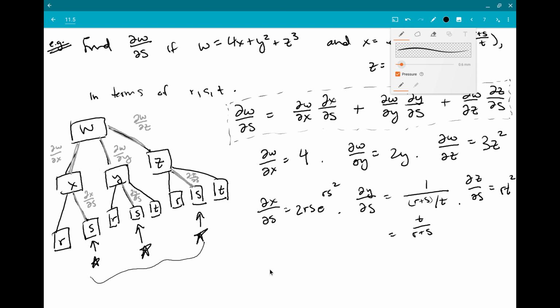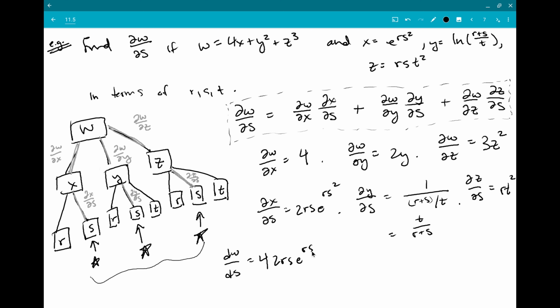And then I can just plug everything in. I can say, okay, dw/ds was dw/dx, that's 4, times dx/ds, that's 2rs e to the rs squared, plus dw/dy, that was 2y, times dy/ds, that was t over r plus s, plus dw/dz, that was 3z squared, times dz/ds, that was rt squared.